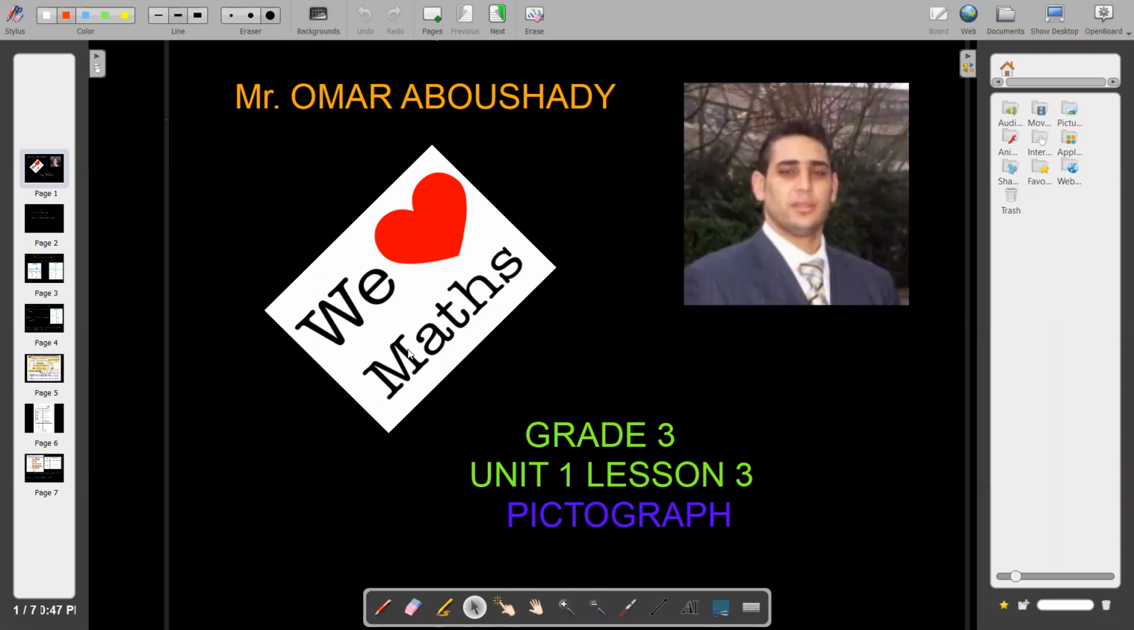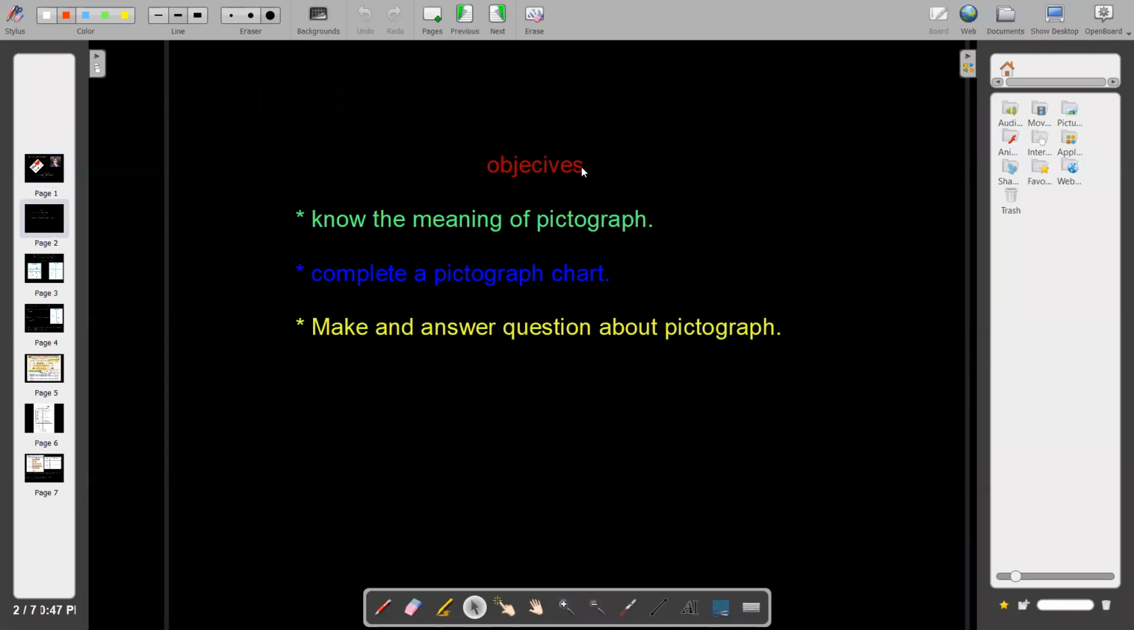Today, inshallah, we'll take a new lesson, Unit 1, Lesson 3, Pictograph. Our objectives today: we will know the meaning of pictograph. We will complete a pictograph chart. We will make and answer questions about a pictograph.